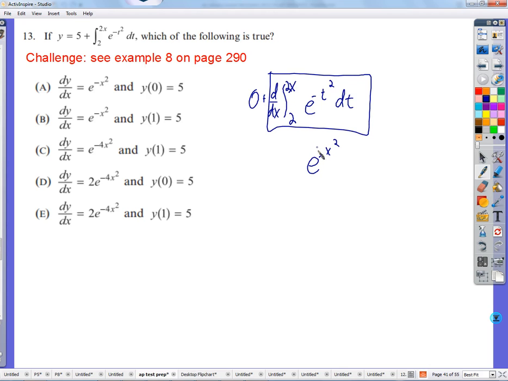So when we get done taking the derivative according to the second fundamental theorem of calculus, since it's not just x there, it's 2x, we need to use the chain rule. Okay? The chain rule on this guy right here. So we multiply by 2.